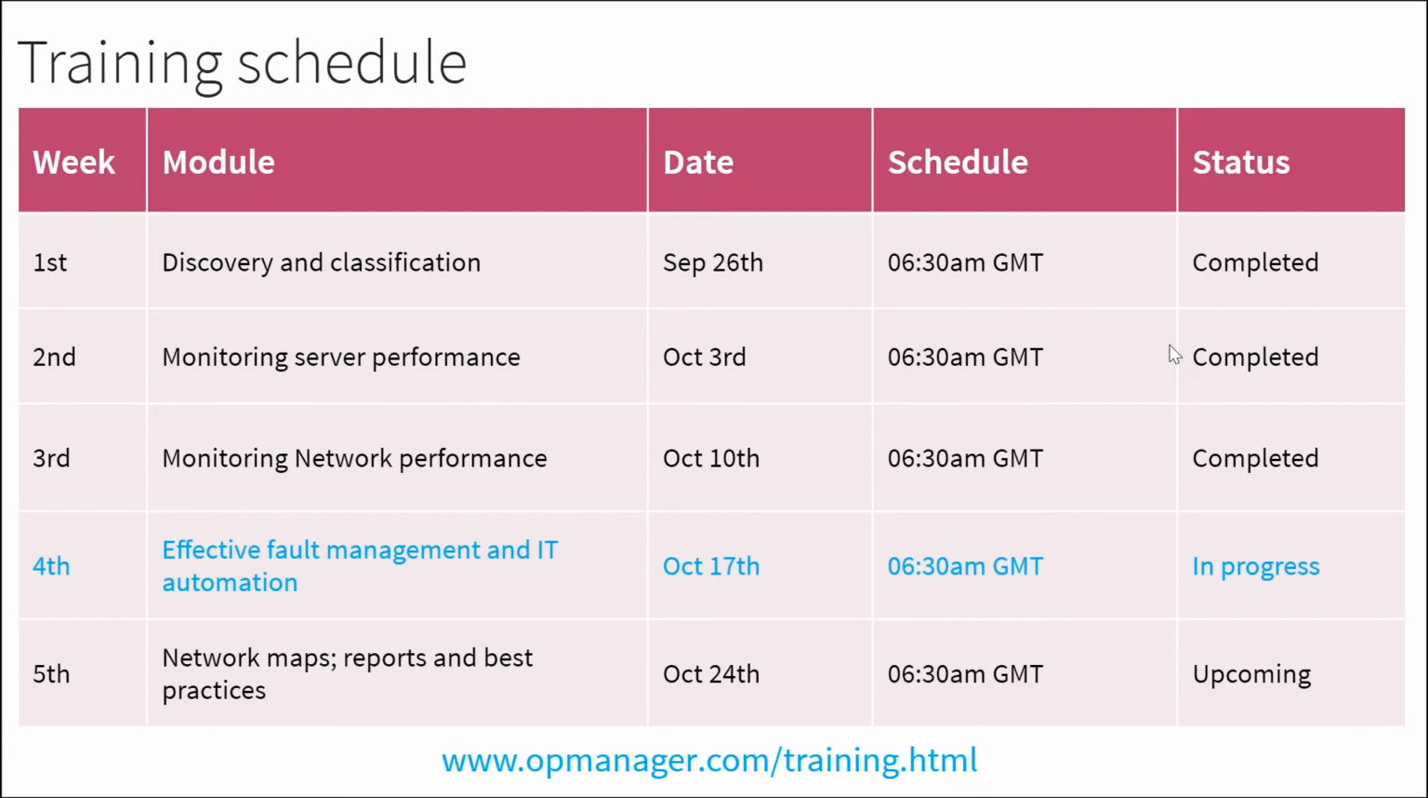And in today's session, we're going to talk about effective fault management and IT automation. So now we have set up OpManager, we have discovered devices, we have added servers and network devices. Now we are going to see how OpManager identifies a fault and notifies that through an email or logs a ticket in your help desk portal when it finds an alert, and how it takes corrective actions, how we can automate that using the workflow IT automations. And next week we're going to cover network maps, reports, and best practices.